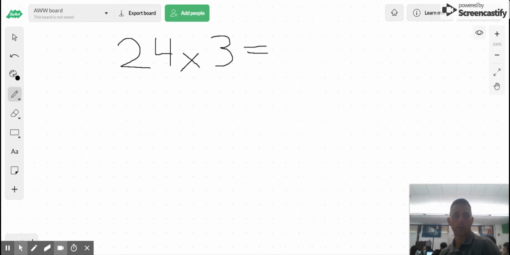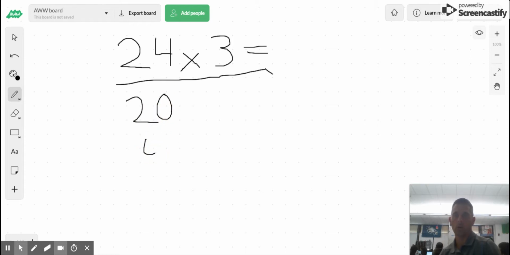So what I'm going to have to do, since I can't do 24 times 3 in my head, is break down the larger number. And I know that this 2 is 2 tens, so that makes 20. This 4 is 4 ones, so that makes 4. I'm multiplying both of these numbers by 3.